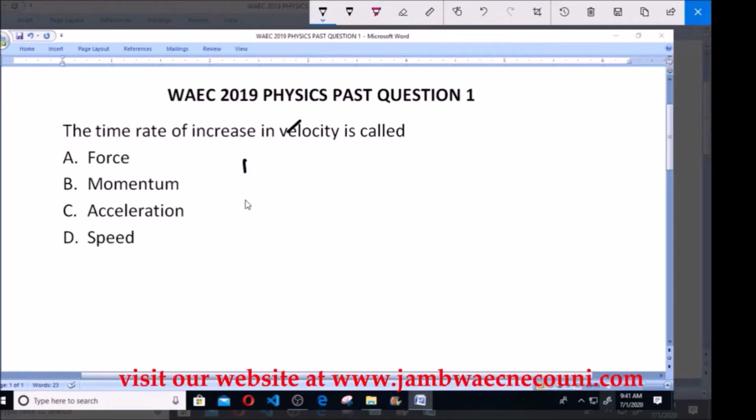Today we're going to be looking at WAEC 2019 Physics Past Question number 1. The time rate of increase in velocity is called: A. Force, B. Momentum, C. Acceleration, D. Speed.